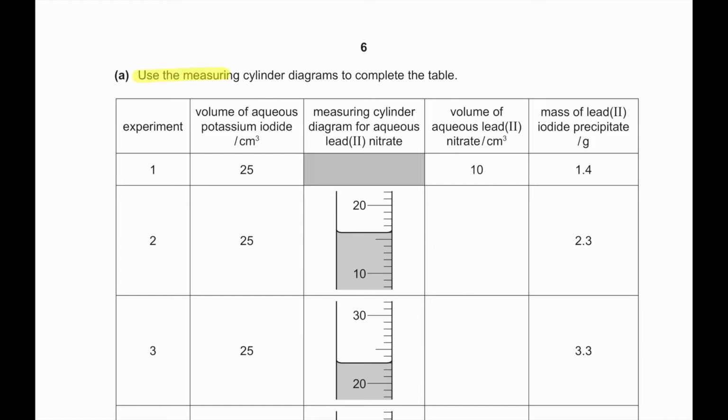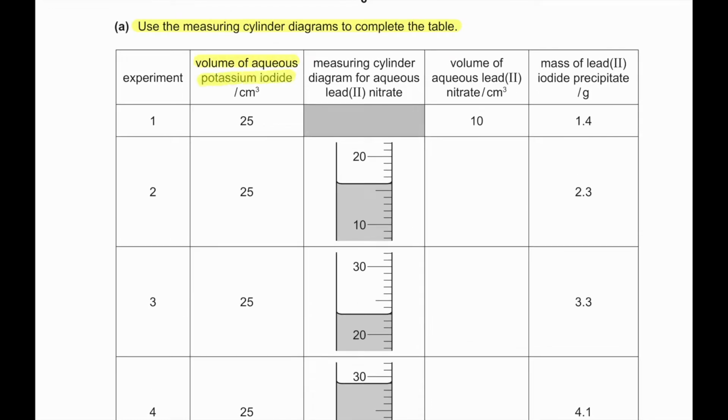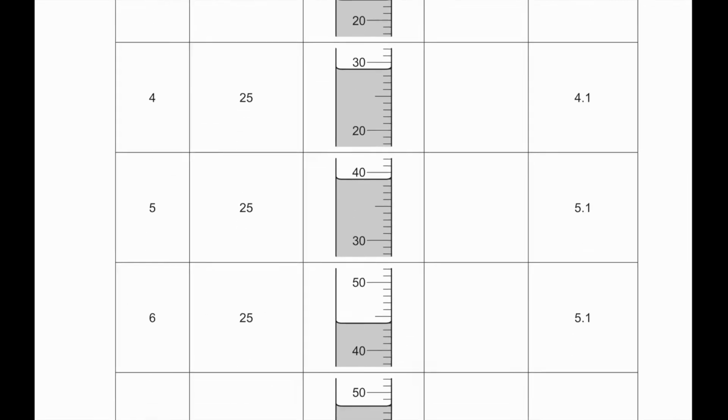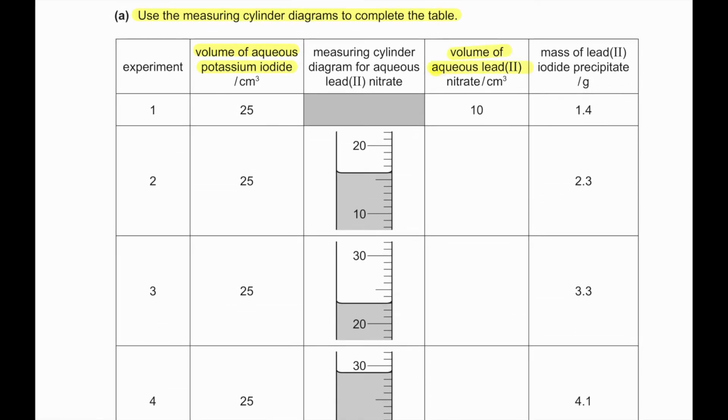Part A. Using the measuring cylinder diagrams to complete the table. Volume of aqueous potassium iodide that we used. In every experiment we used 25 cm3. So there is nothing to record there. Volume of aqueous lead 2 nitrate.